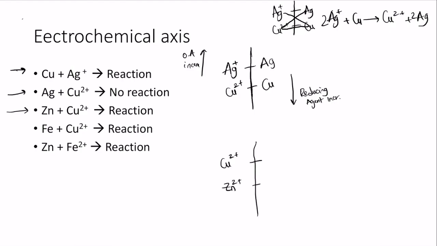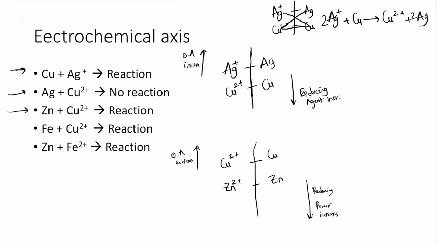Zn2+. So when we compare oxidizing agents, we need to compare Zn2+. We need to put Zn2+. And because there is a reaction, Zn should be a stronger reducing agent than Cu. Again, oxidizing power increases, and here reducing power increases.